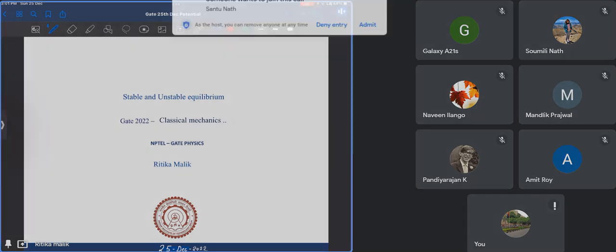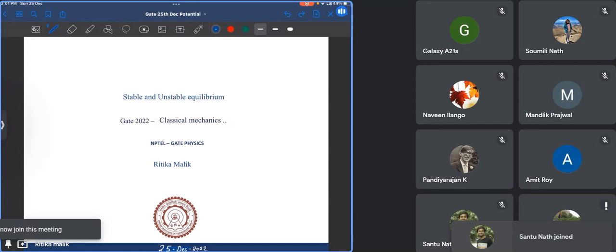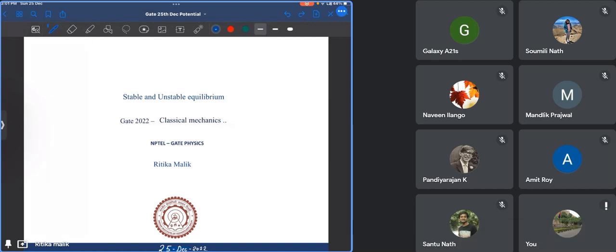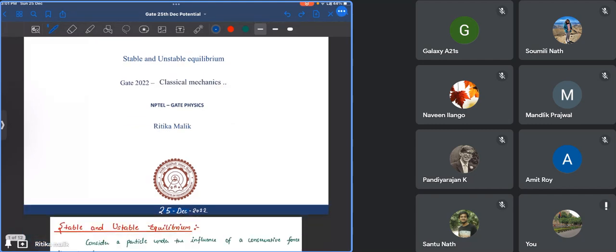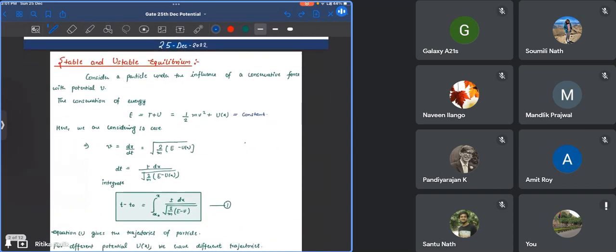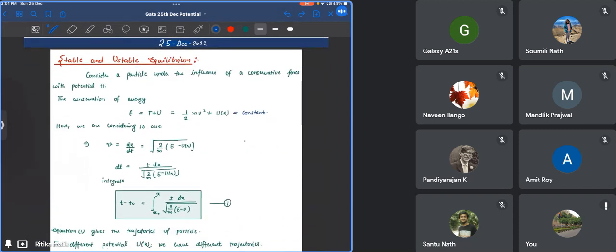So today we are going to talk about various equilibrium conditions in classical mechanics. So basically we are talking about stable and unstable equilibrium. This is a topic in classical mechanics which generally has one or two questions every year in GATE examinations. So we will start this talk with the conditions of this kind of mechanism.